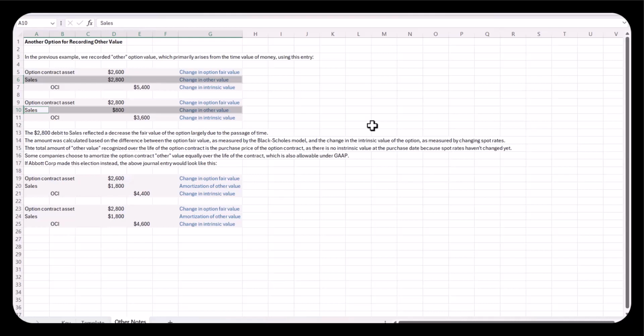You can either record it proportionately based on intrinsic value like we did here, but GAAP also gives companies the option to amortize it equally into sales. So instead of having one debit of 2,800 and one debit of 800, you can take the full amount, 3,600, divide it in half, and record half each time. You take the amount of the option premium, divide it in half, and debit that to sales in each period. The change on the other side is that the amount recorded in OCI changes, and doesn't directly tie to the spot rate like it does if you use the other method, but either is allowable under US GAAP.